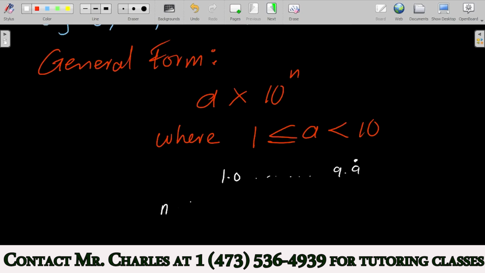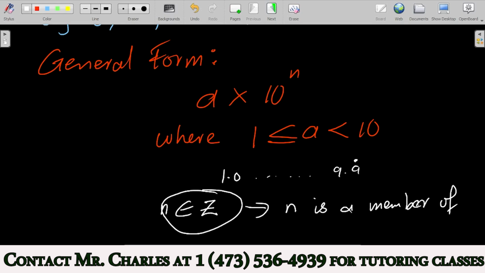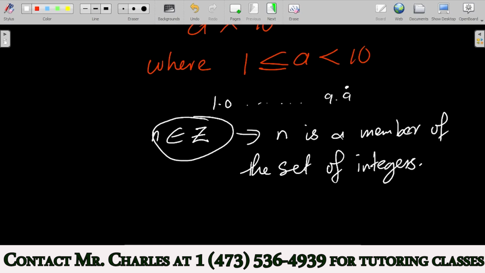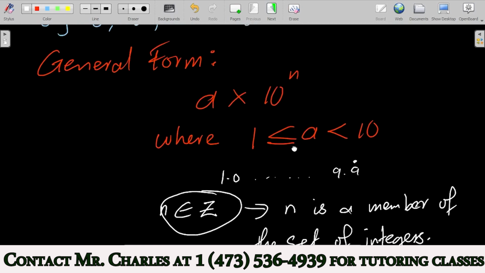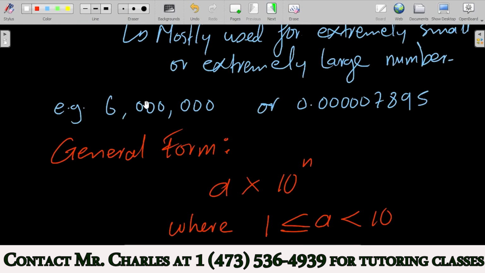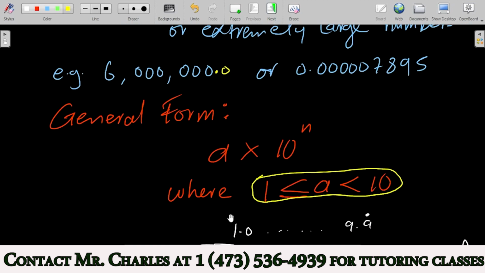n is a member of the set of integers. So this here means n is a member of the set of integers, both negative and positive, because n can be negative as well as positive. So back to the numbers we have in the example up here, you would have to put a point 0 at the end here. You have to move the point in a direction such that you get a number that is within that range, greater than or equal to 1 but less than 10.